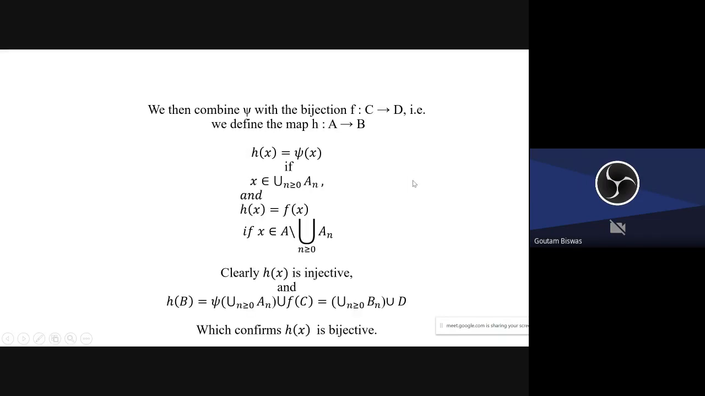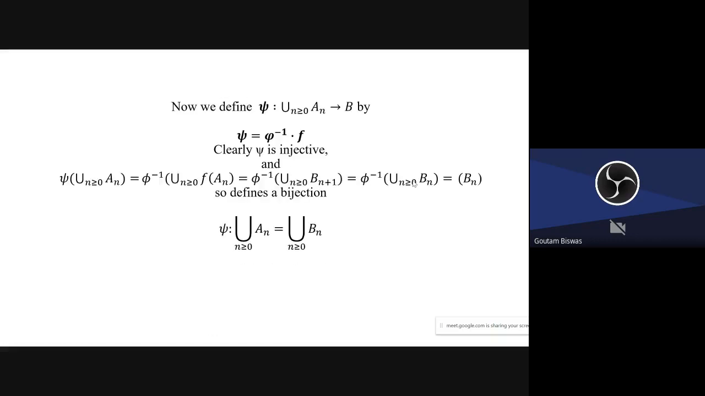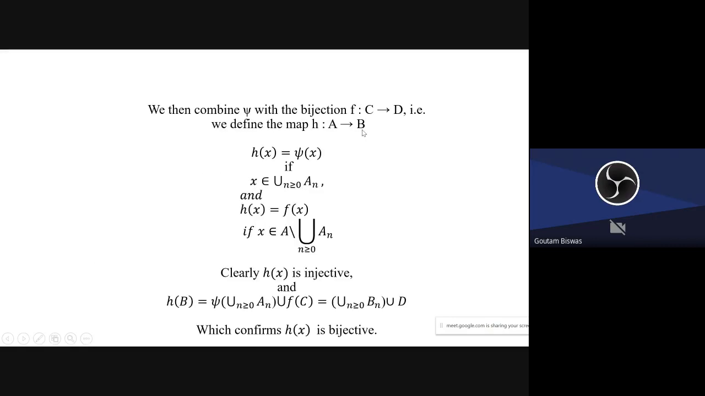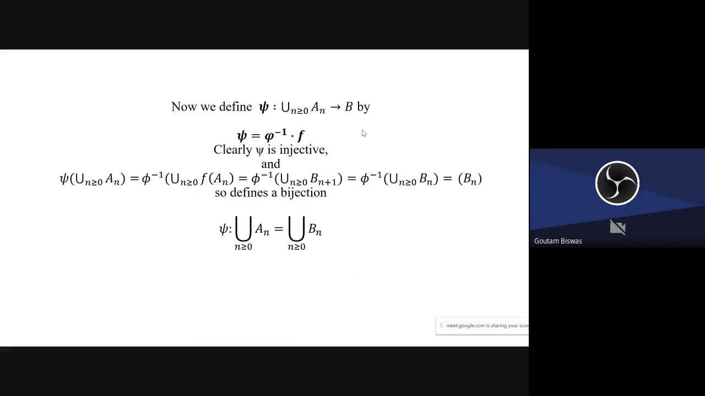What is the definition of phi? Check it again. So it will go from n to n plus 1, that means one unit higher. So you come here, one unit lower, phi inverse one unit lower. And this is nothing but this. So these two are equal. So this defines a bijection. Okay.